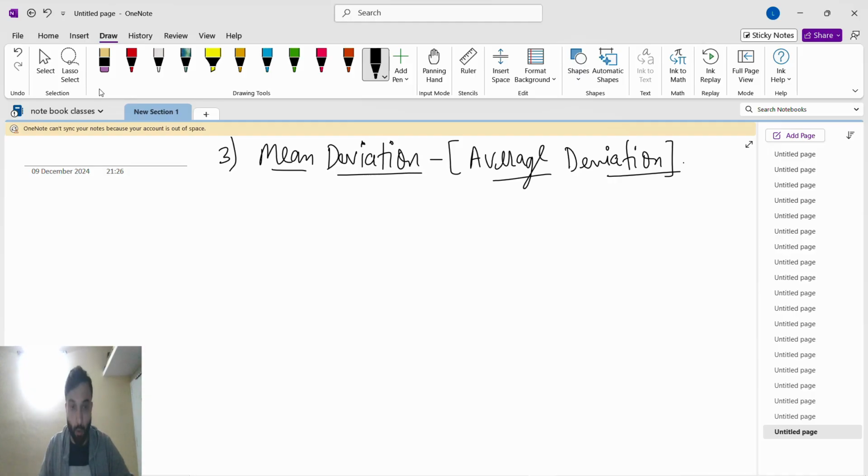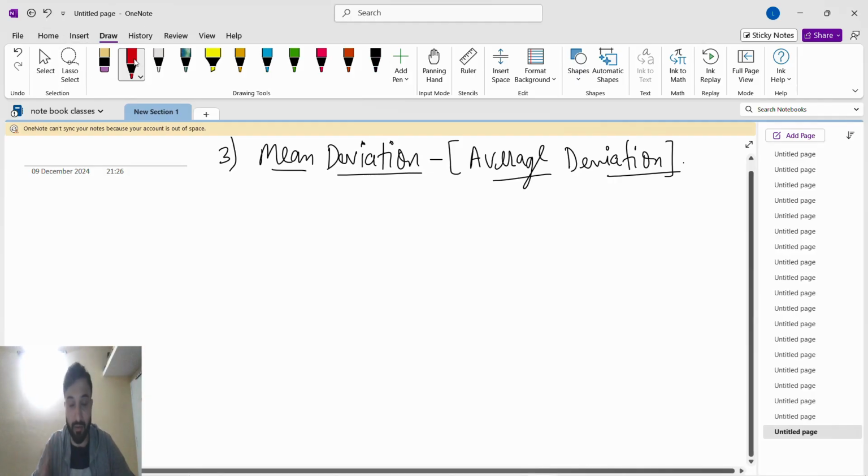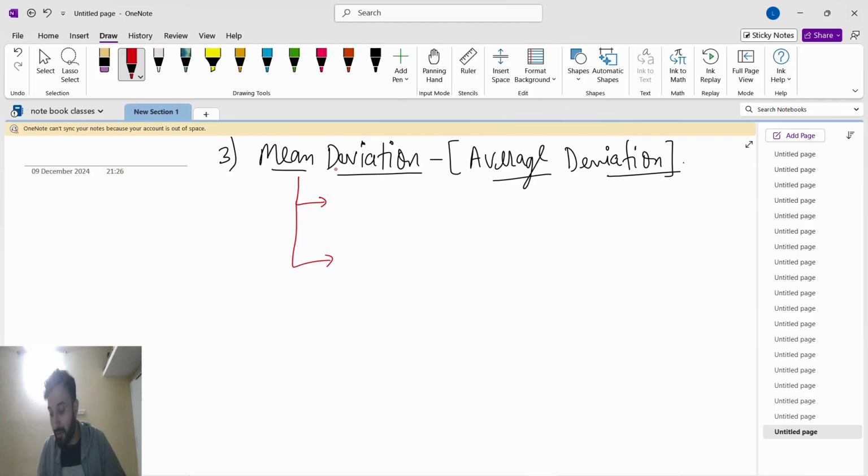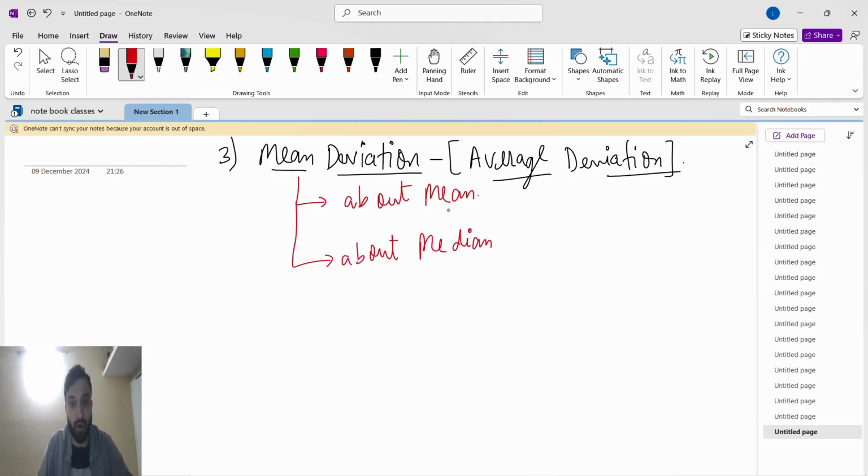Okay. Now, guys, very important thing here. In mean deviation, they will ask two types of questions, but it is an easy process, very easy process, guys. See, you have to read the question very carefully and see what they are asking. They will say find the mean deviation about mean, or they will say find the mean deviation about median. This is the two types in mean deviation.